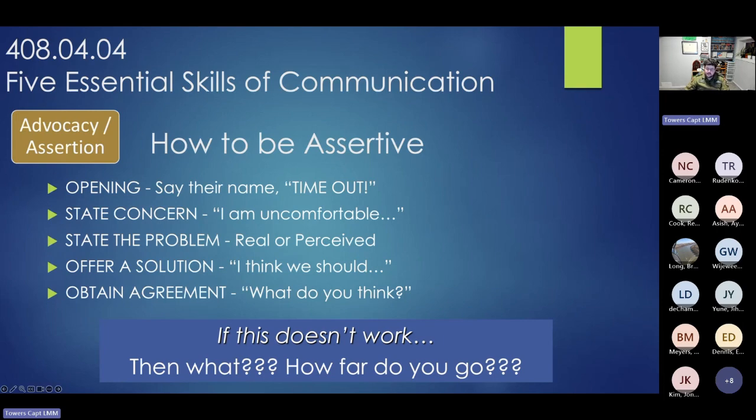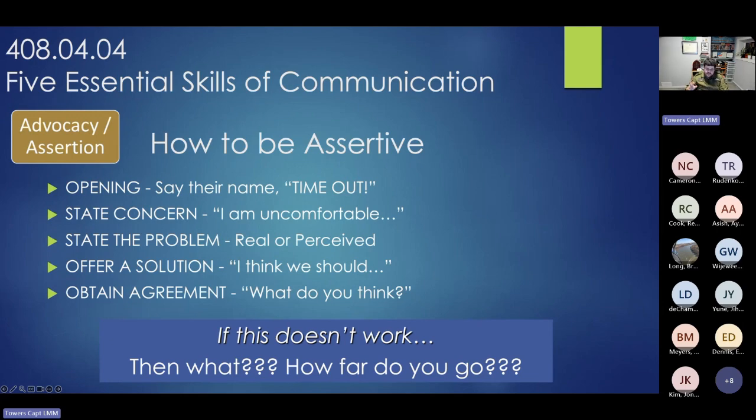So you want to start by creating that opening. Whatever you have to do to get the person's attention, call them by their name, say something like time out, anything to get their undivided attention. You want to state the concern. You want to use the I statements here. Express your specific concern. Don't be vague.